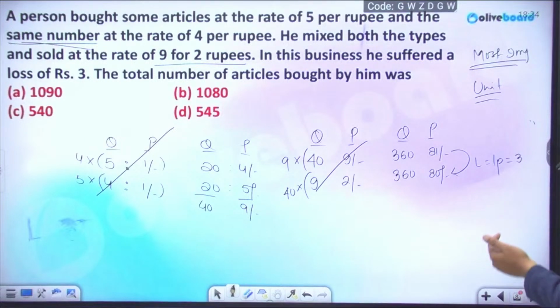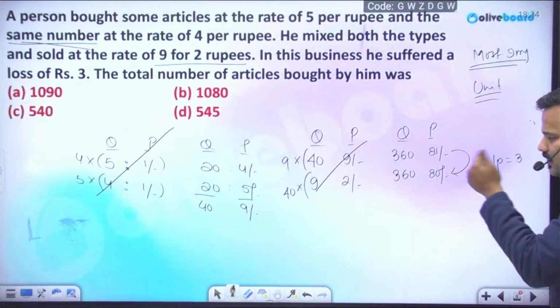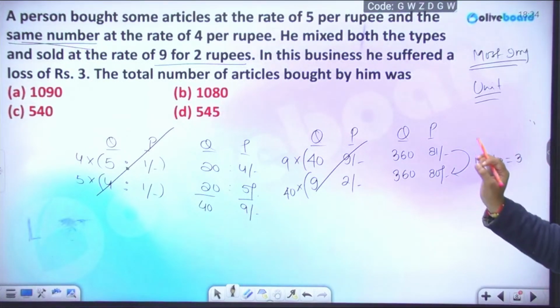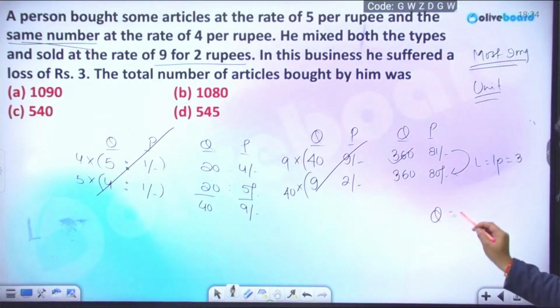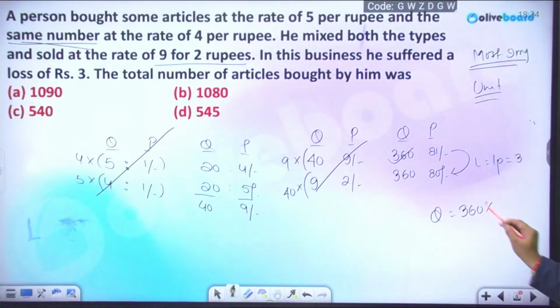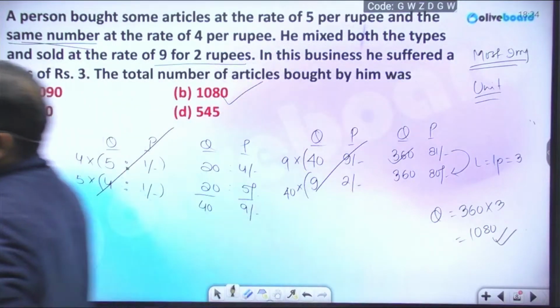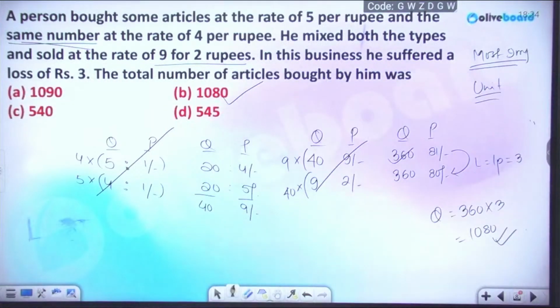What is the loss percent? The loss is 1 on 81 times 100. There is a loss of 1 unit which is representing 3 rupees. If 1 is representing 3 rupees, find the total articles he has bought. So the number of articles he has bought: quantity is 360, that is 360 times 3, that is 1080. So the entire quantity which he is purchasing or selling is 1080.